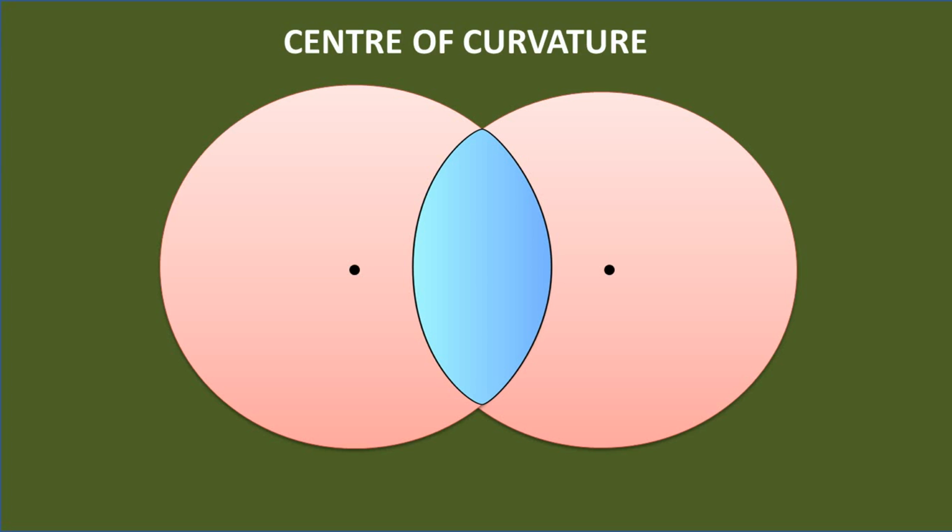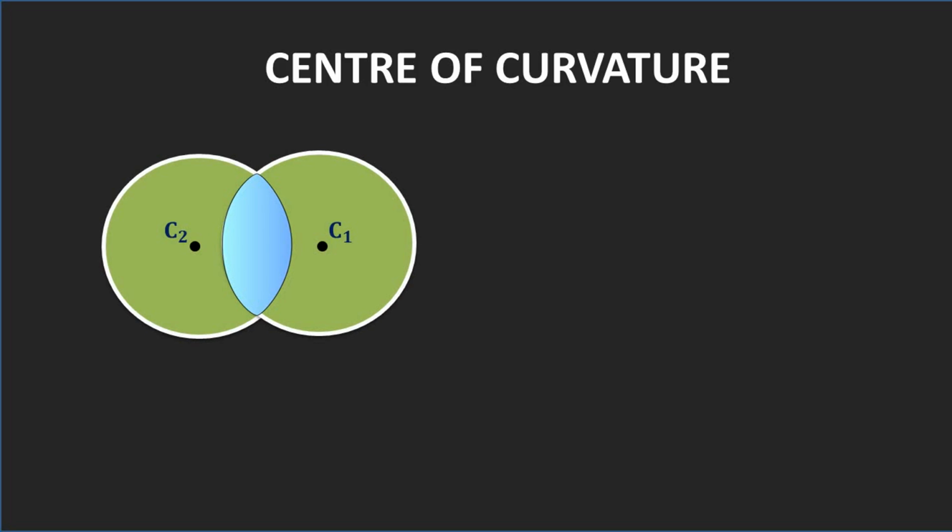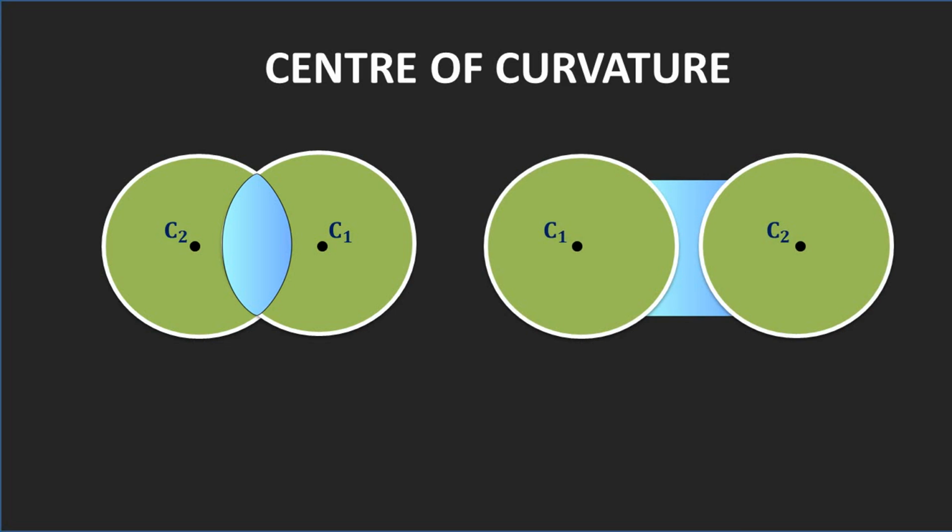In figure, C1 and C2 are the centers of curvature of the two surfaces. Please note, for convex lens, C1 is on the right and C2 is located on the left, while for a concave lens, C1 is to the left and C2 is to the right.